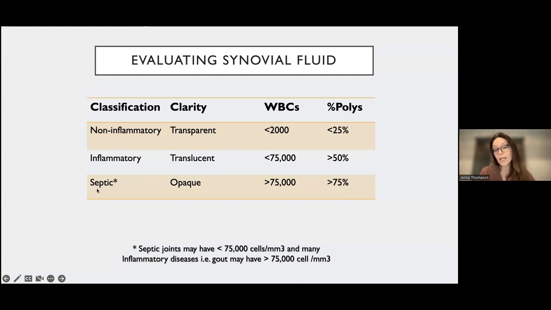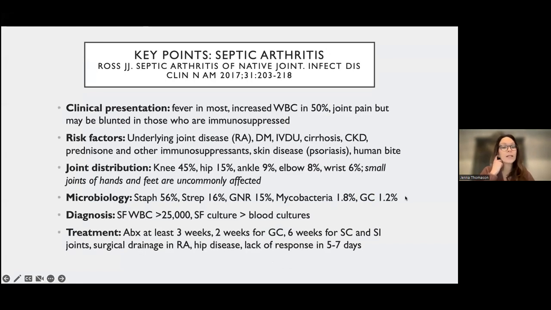And then often in a septic joint, that fluid is opaque, and there's often more than 75,000 cells, but not always. It's sort of a general guideline, but certainly there are cases where that is not the case. So a few key points about septic arthritis.